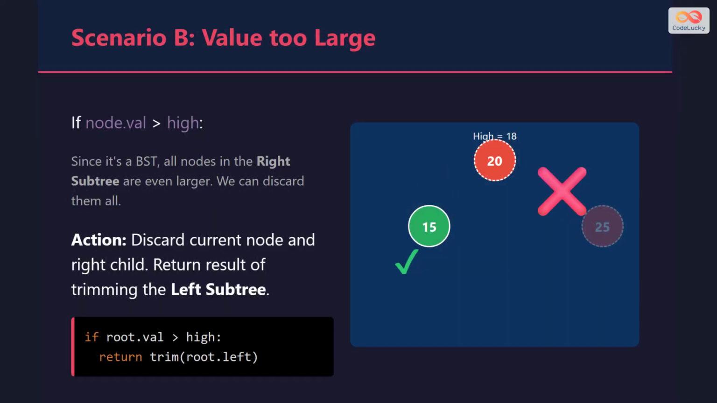Scenario 2 is the exact opposite. If the current node's value is greater than the high boundary, it is too large. By the BST property, everything in the right subtree is even larger, so we discard the current node and the right side. We then look to the left subtree, which might contain smaller, valid values, and return the result of trimming that side.